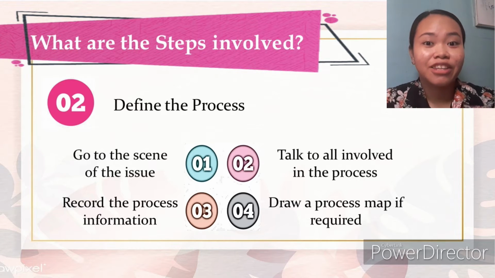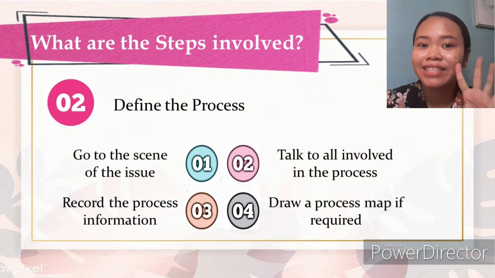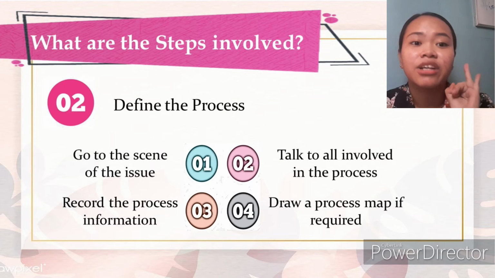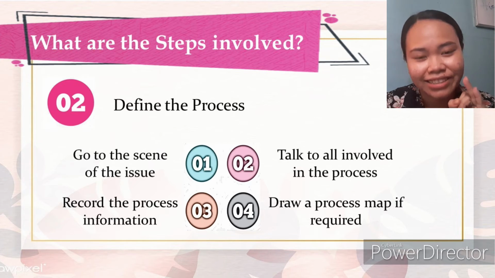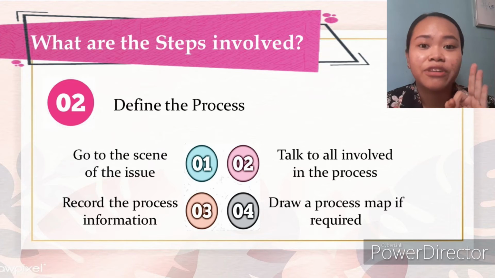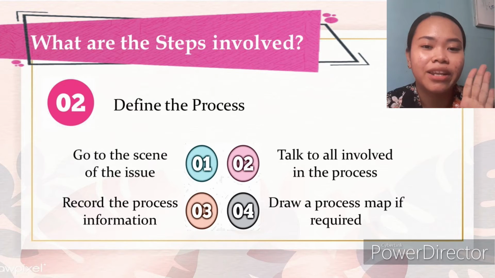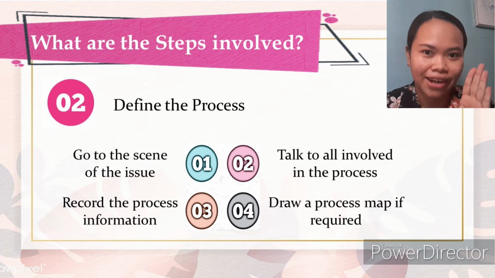Step number 2, define the process. And in defining the process, there are 4 steps. First, go to the scene of the issue. Second, record the process information. Don't forget even the smallest details. Third, talk to all involved in the process. It can be the members or the leaders. And fourth, draw a process map if required.